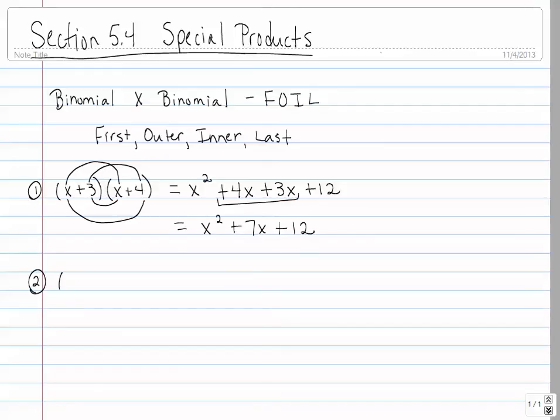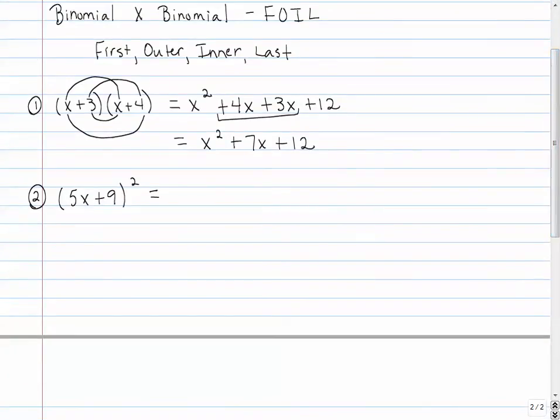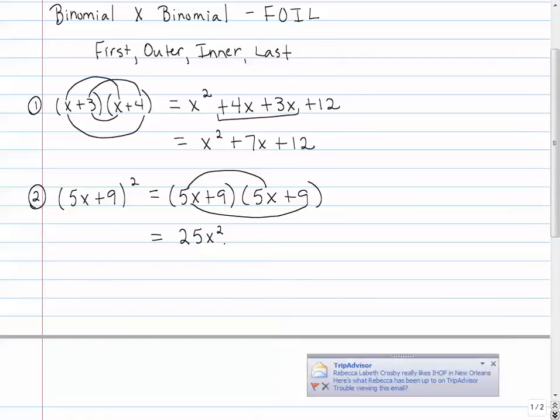Okay, another example. 5x plus 9 squared. Now this means you're multiplying 5x plus 9 times 5x plus 9. So you're going to multiply the first times the first together, which will be 25x squared. Then you multiply the outer together. 5x times 9 is 45x.